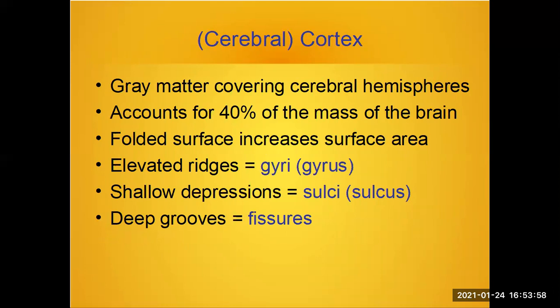Cortex is gray matter covering cerebral hemispheres. Accounts for 40% of the mass of the brain. Folded surface increases surface area. Elevated ridges, gyri. Shallow depressions, sulci. Deep grooves, fissures.